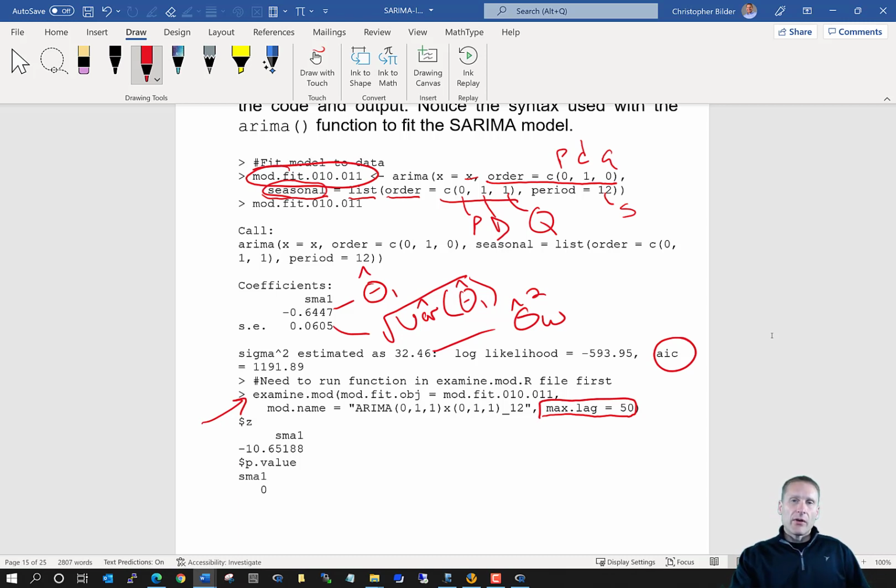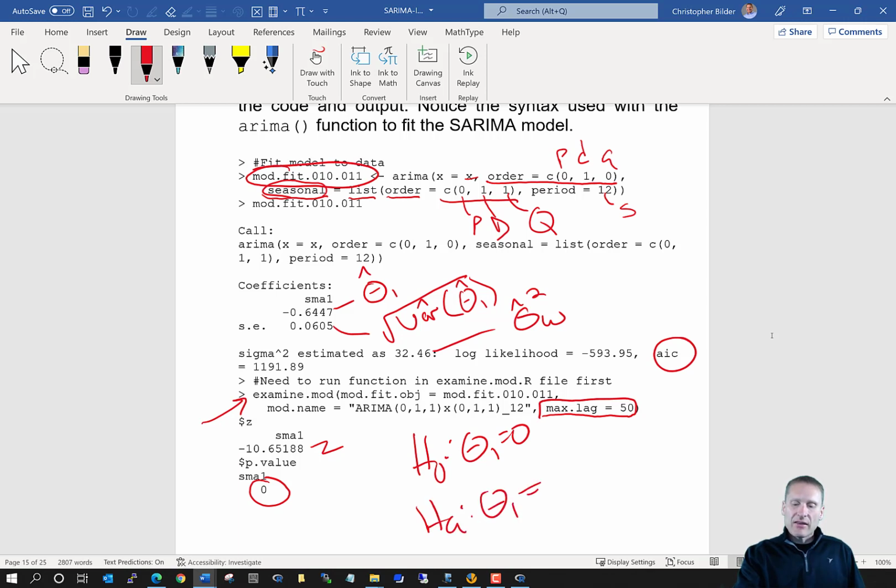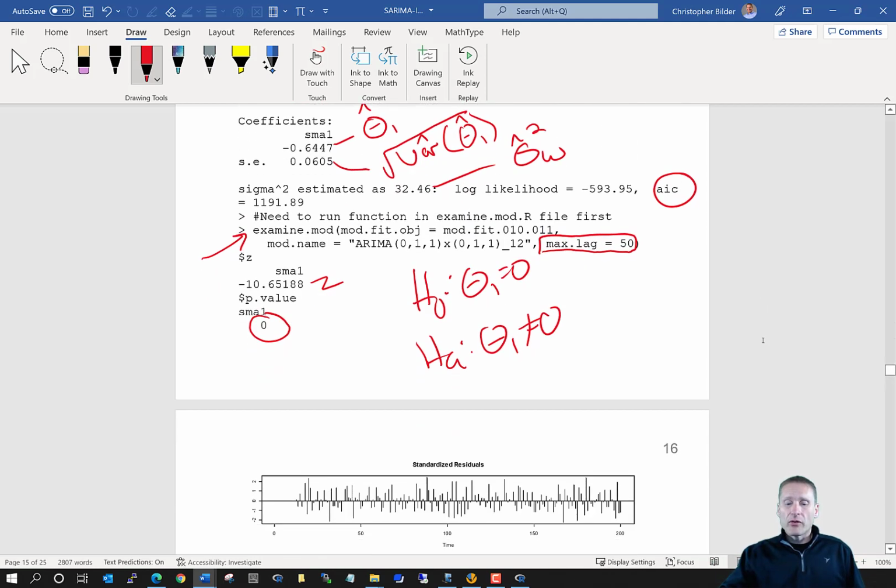So the output that this function gives us is, here's my z test statistic value for doing a hypothesis test of capital phi sub 1: is that equal to 0 or not? And we can see that the p-value is extremely small, saying that yes, it appears that this is important to include in the model.